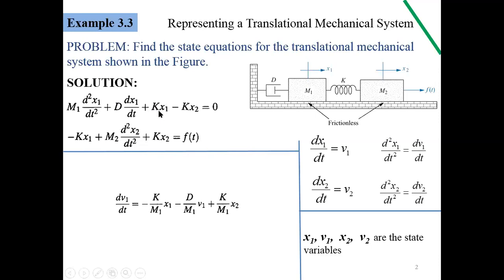and kx1 will be same and kx2 will also be same. Similarly, in this equation, this term will be replaced with the derivative of velocity dv2 over dt will be equal to plus kx1 and minus kx2 plus force, and will also be divided with m2. So this is our first state equation, this is second, this is third, and this is fourth. For four state variables, we have written 4 state equations.